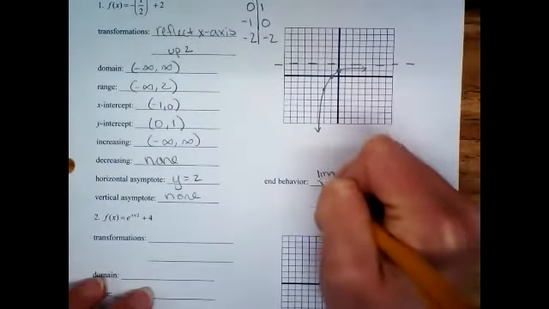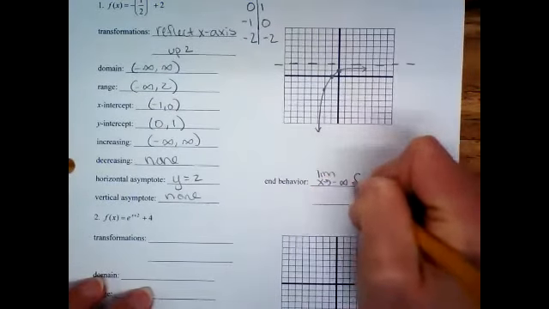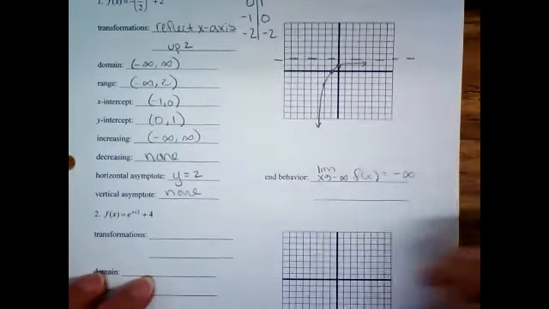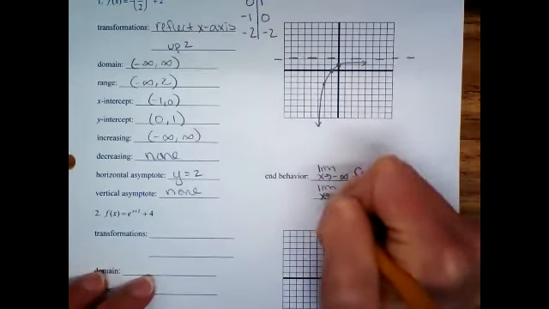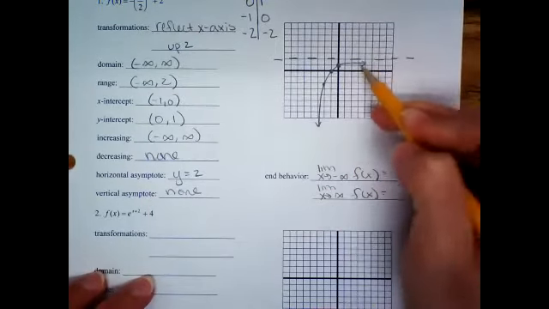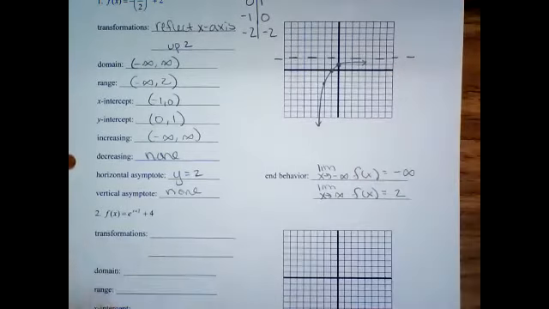And then end behavior. Limit as x goes to -infinity of the function. That arrow points down, so -infinity. And then limit as x goes to +infinity of the function. Where does that arrow go? To 2. It won't ever actually touch 2, it's just where it's headed.